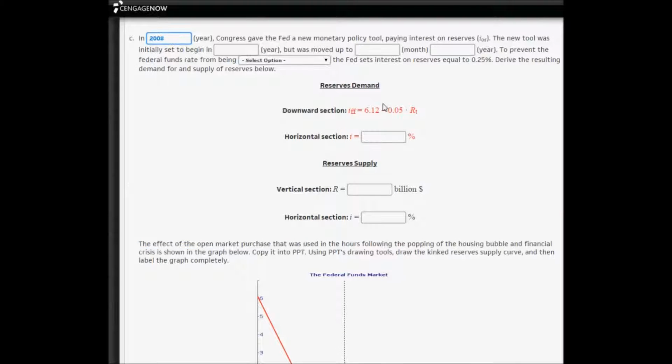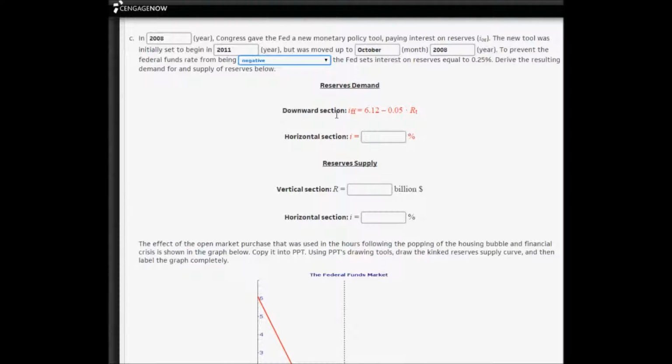In 2008, Congress gave the Fed a new monetary policy tool, paying interest on reserves. The new tool was initially set to begin in 2011, but was moved up to October 2008. To prevent the federal funds rate from being negative, the Fed sets interest on reserves equal to 0.25. Derive the resulting demand for and supply of reserves below.